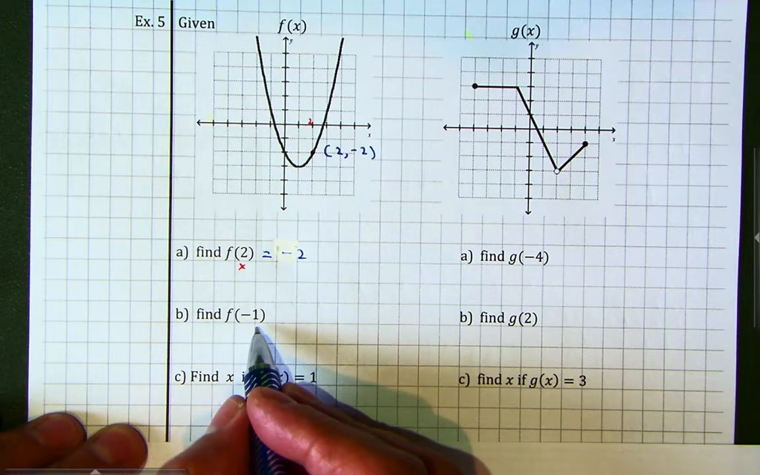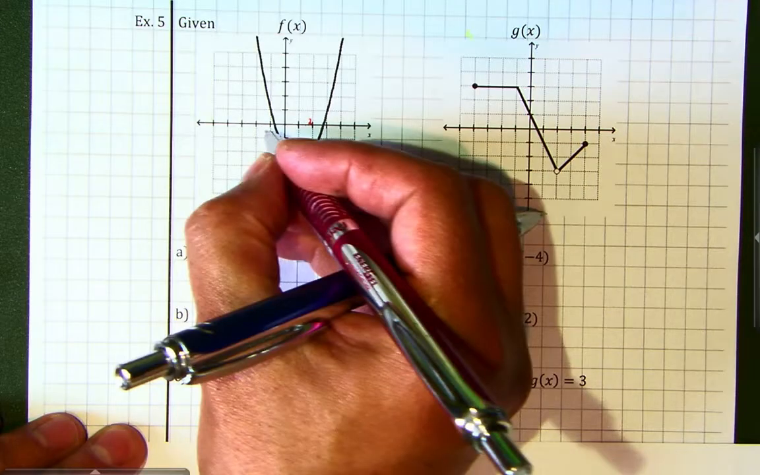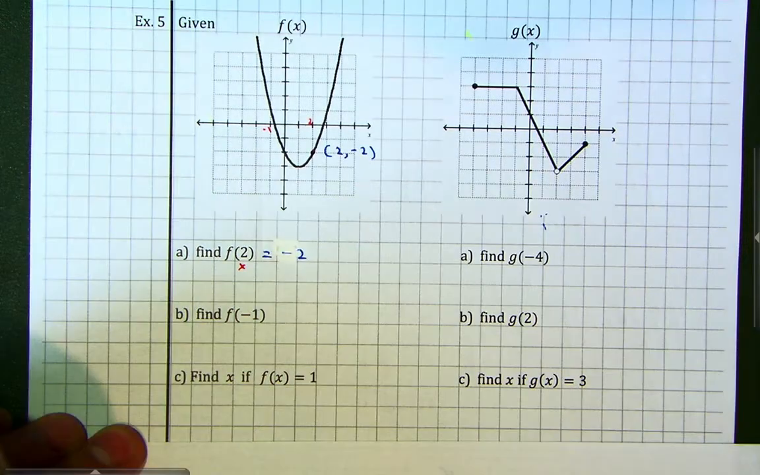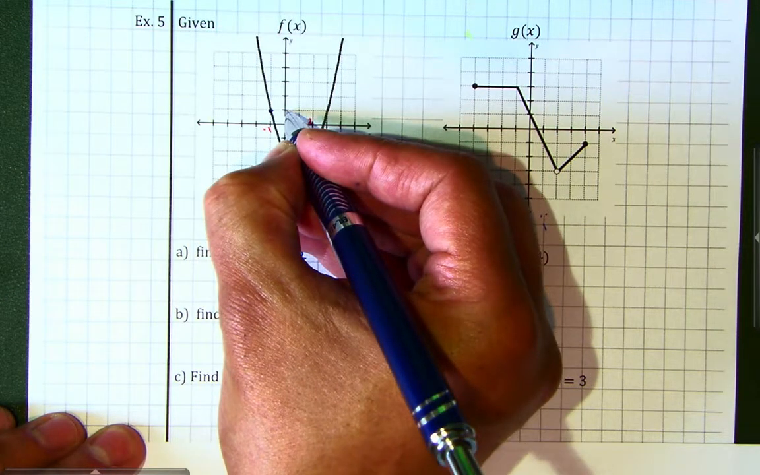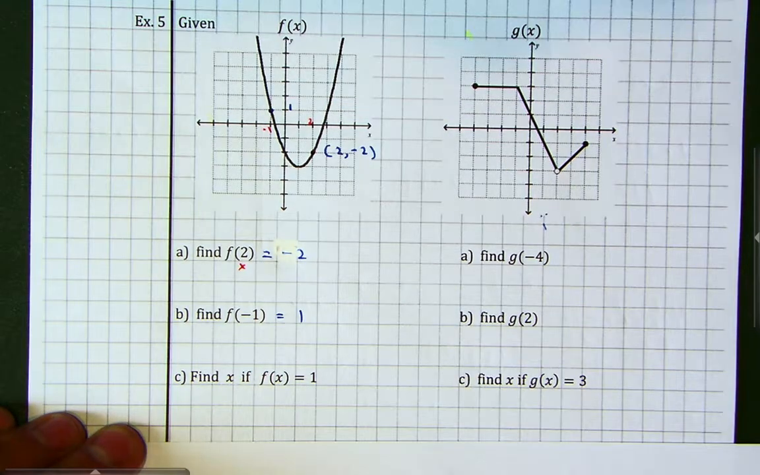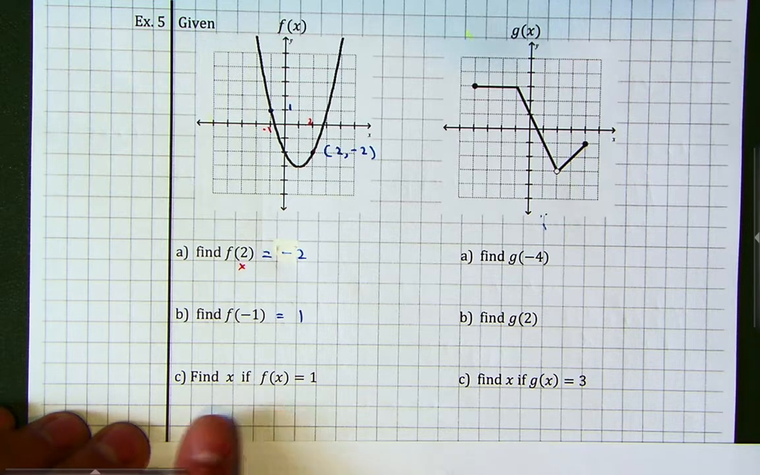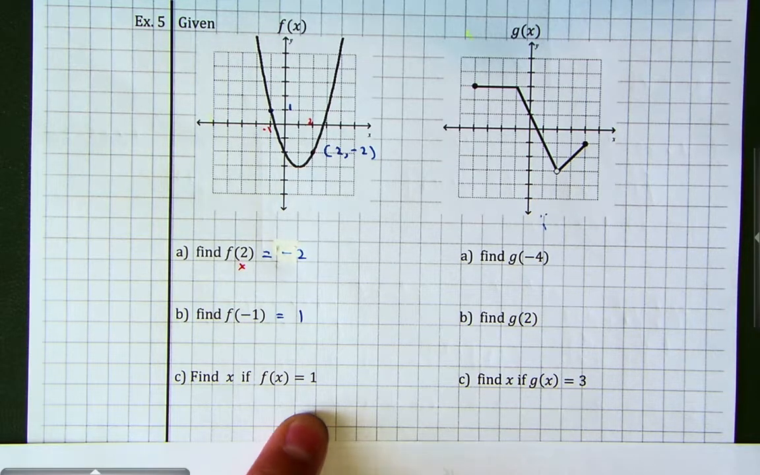Find f of -1. If you plug in a -1, what do you get back? You get this point here, which the y value is 1. And the one that you guys will get wrong is letter C. Find x if f of x equal to 1. See what you get, and then we can compare our answers.